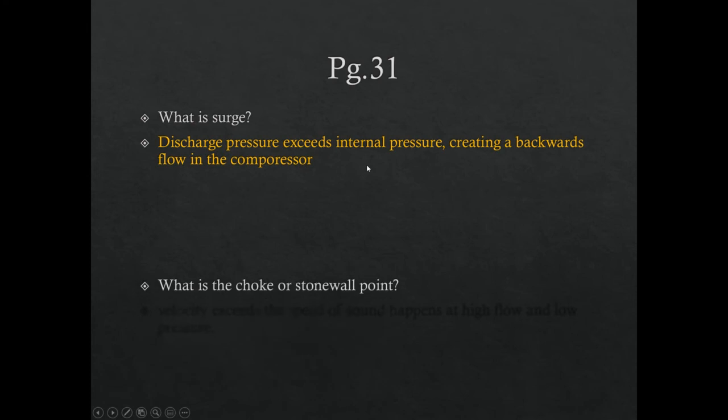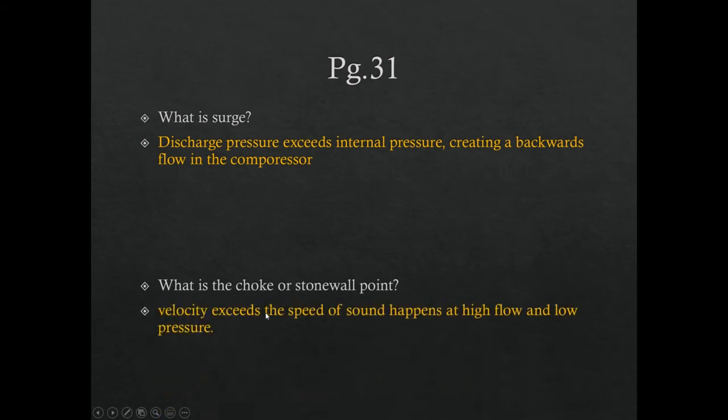Another one in the ILM is a definition of a term called choke or stonewall point that they want you to know about. The choke or stonewall point is the situation that occurs when the velocity exceeds the speed of sound, and it happens at high flow and low pressure. Flip quickly to page 31 to see if there's anything else that needs to be said. When the gas velocity in any part of the compressor reaches the speed of sound, this is said to be the choke or stonewall point. Choking occurs when the compressor is operating at low discharge pressures and very high flow rates. Not sure exactly of the significance of it, but the more fancy words you know, the better off you will be.